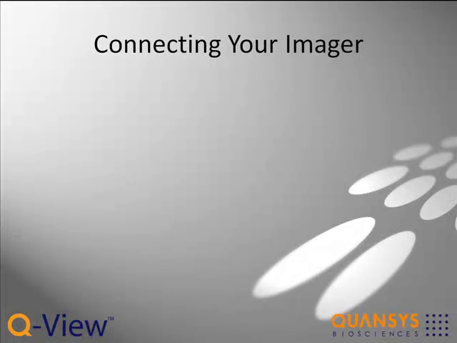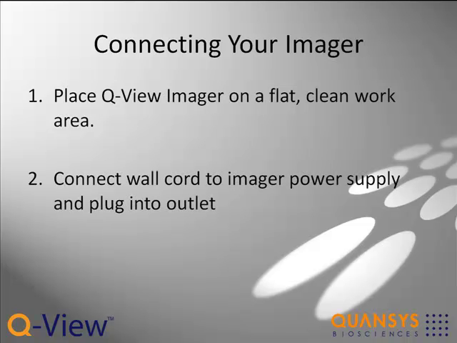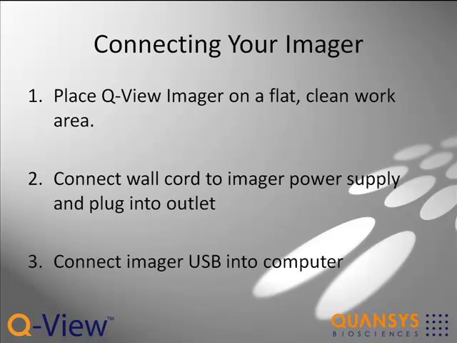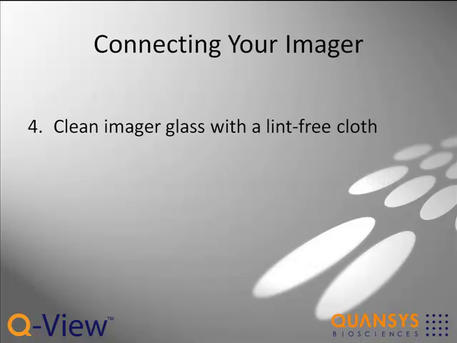To connect a Q-View imager to your computer, first, place the Q-View imager on a flat, clean work area. Connect the wall cord to the imager power supply. Plug the wall cord into a surge protector. Then connect the imager USB cord into your computer. If the imager glass is dusty, clean it with a lint-free cloth and ethanol, rubbing alcohol, or window cleaner.